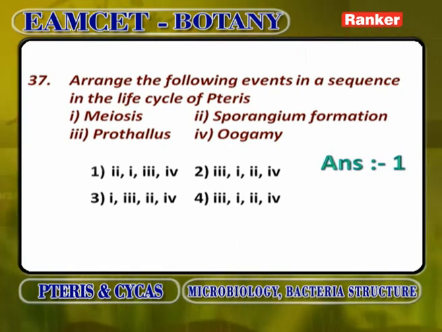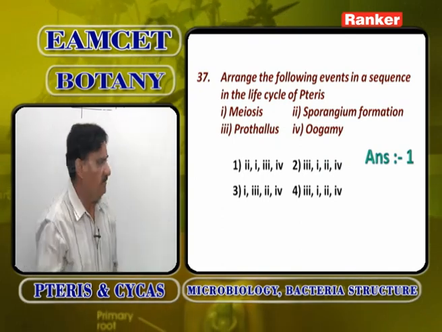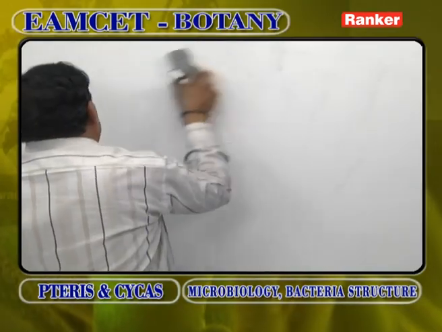Now, arrange the following events in a sequence in the life cycle of Pteris: meiosis, sporangium formation, prothallus, oogamy. First sporangium formation, then meiosis. Sporangium formation takes place in fronds. Then in the sporangium meiosis takes place and 48 spores are formed. Then prothallus, then oogamy takes place.